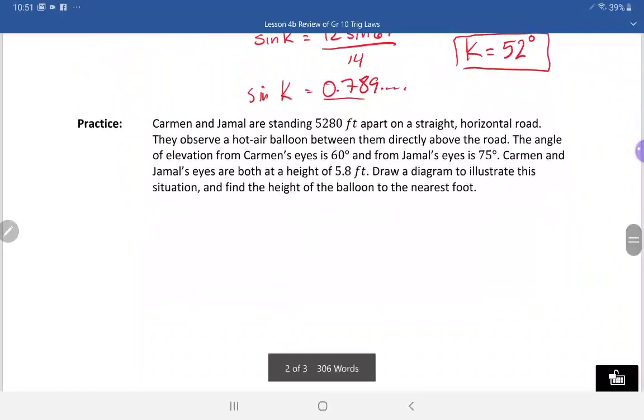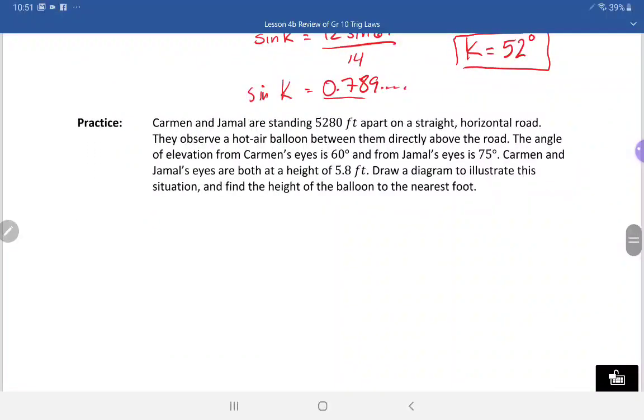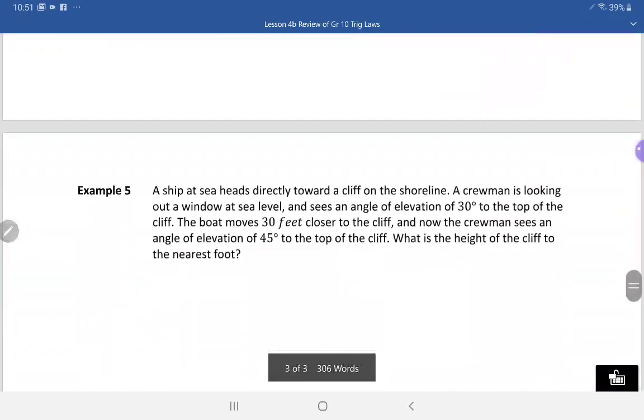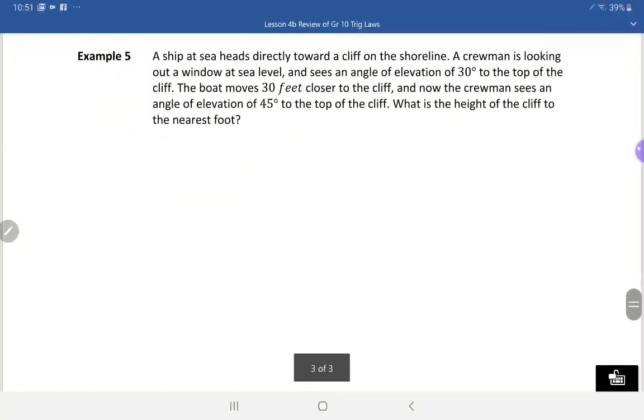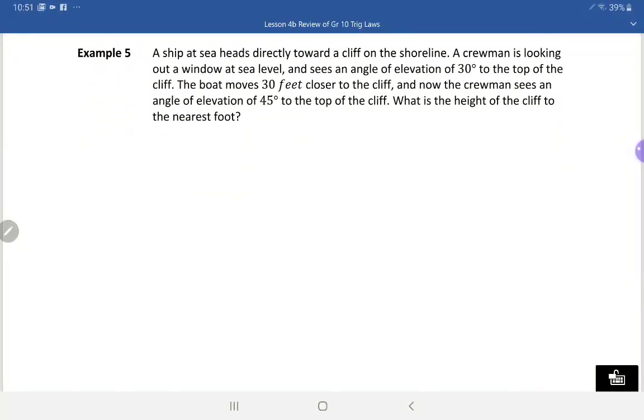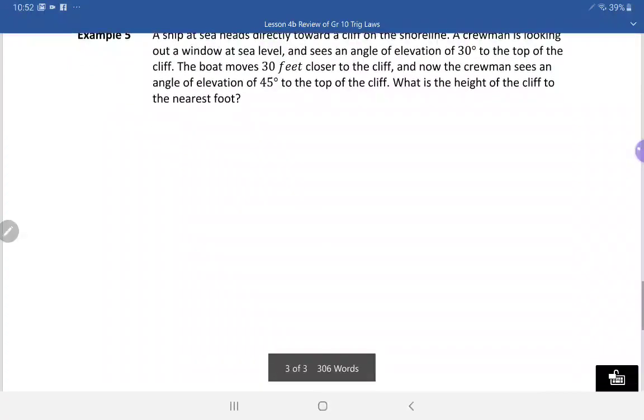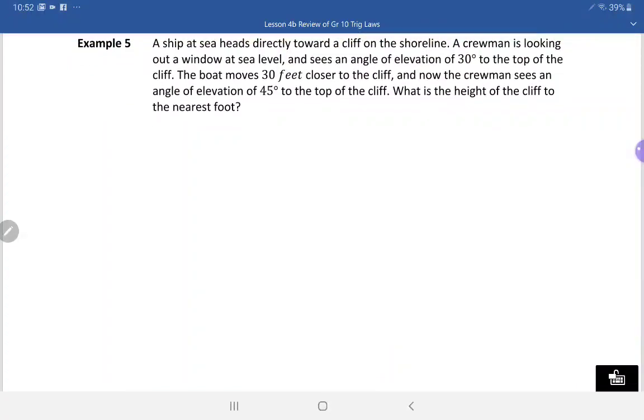Okay, this question is a practice question. It's basically for you to work on for homework. We are going to do this one together. A ship at sea heads directly toward a cliff off of a shoreline. A crewman is looking out at the window at sea level and sees an angle of elevation of 30 degrees to the top of the cliff. The boat moves 30 feet closer to the cliff, and now the crewman sees it at an angle of 45 degrees. What is the height of the cliff to the nearest foot? So let's just draw the cliff.